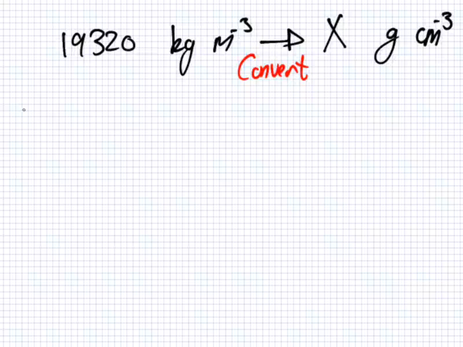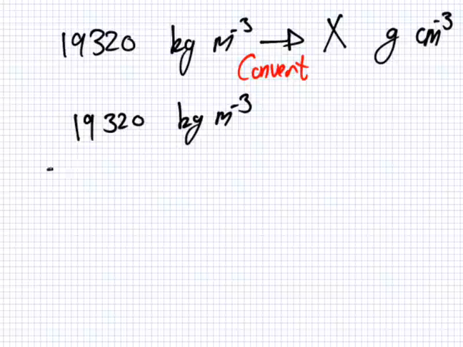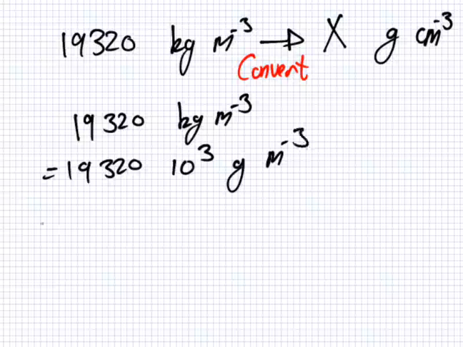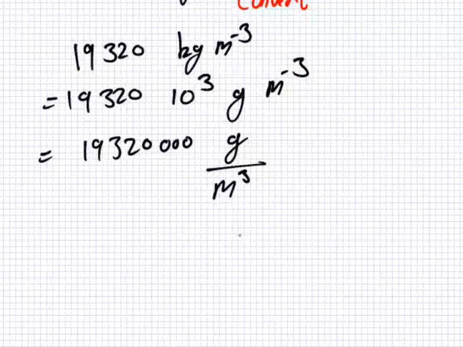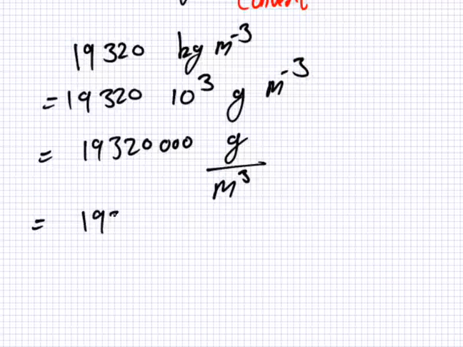Some materials have high density. Gold, for example, has a density of 19,320 kilograms per meter cubed. So that's saying that there are 19,000 kilograms in a meter cubed of gold. It's a very dense material. But of course, we don't usually have a meter cubed of gold. I know I don't have a meter cubed of gold.